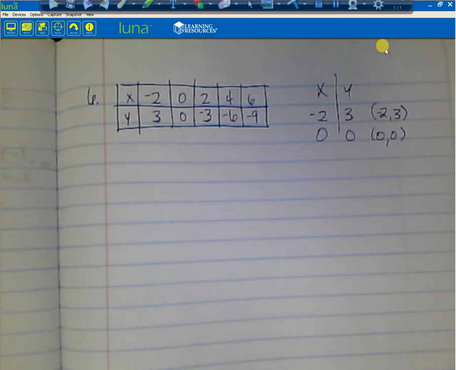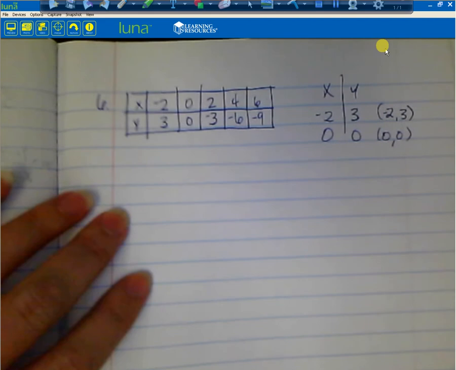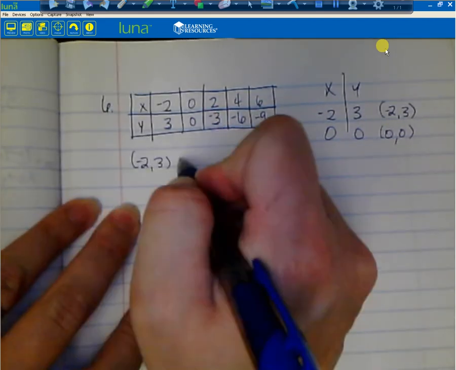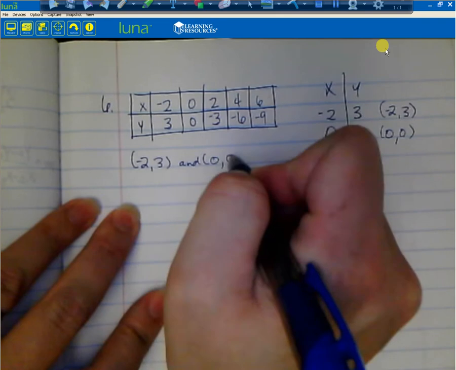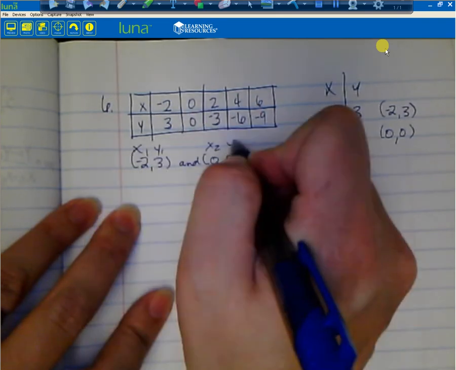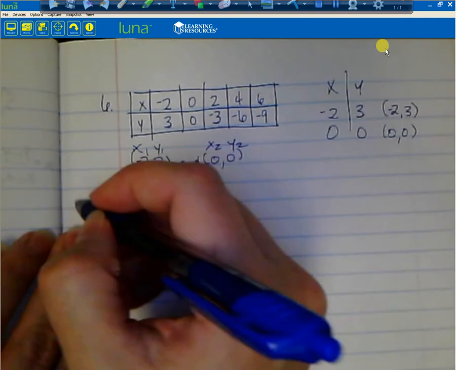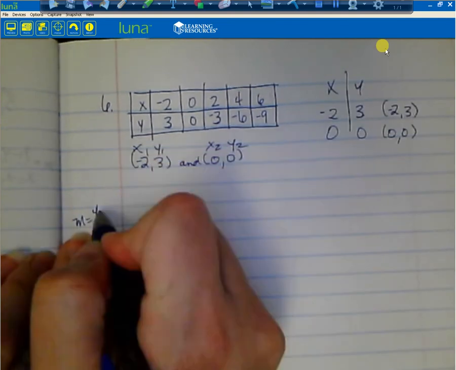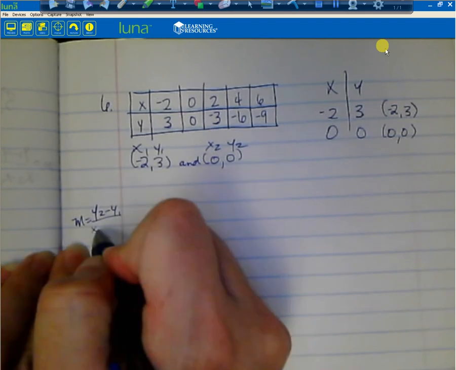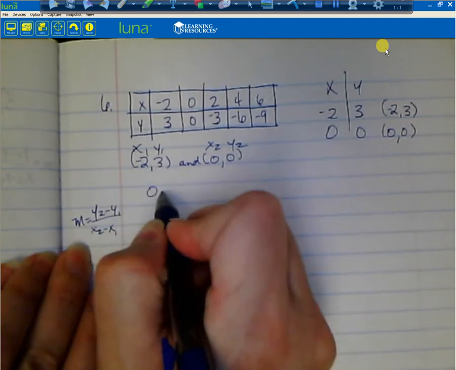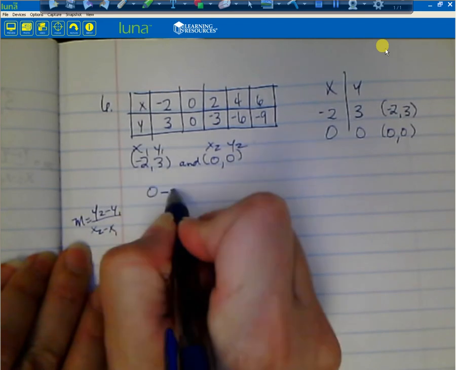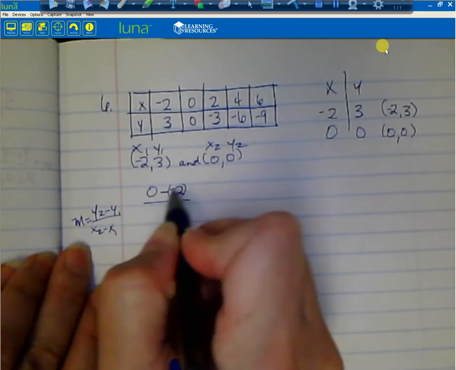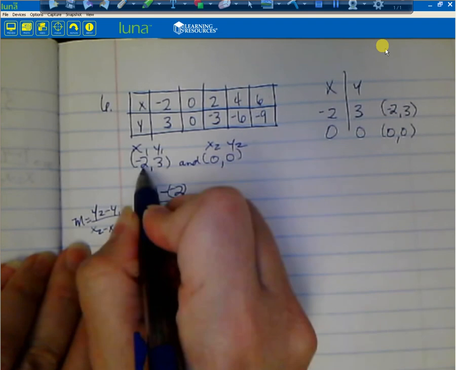So the point here is that all you have to do is pick out any 2 points, and I'm going to go with these first 2 points here, (-2, 3) and (0, 0). So I'm going to write them over here, and then I'm going to label them x1, y1, x2, y2, and then I'm going to plug them into my slope formula, which again is m equals y2 minus y1 over x2 minus x1. 0 minus -2 over x2, which is 0, minus x1, which is -2.